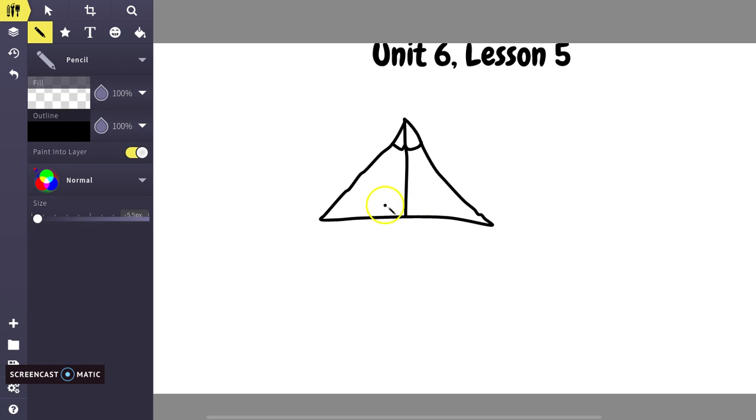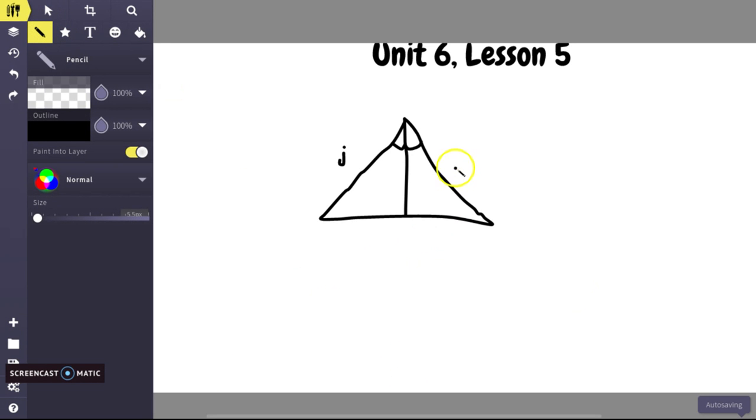So, let's just take this for an example, and let's make this variable j, and let's make this 7. That's not a good 7, because this thing curves when I draw. Let's just make this 4, and let's make this 3.